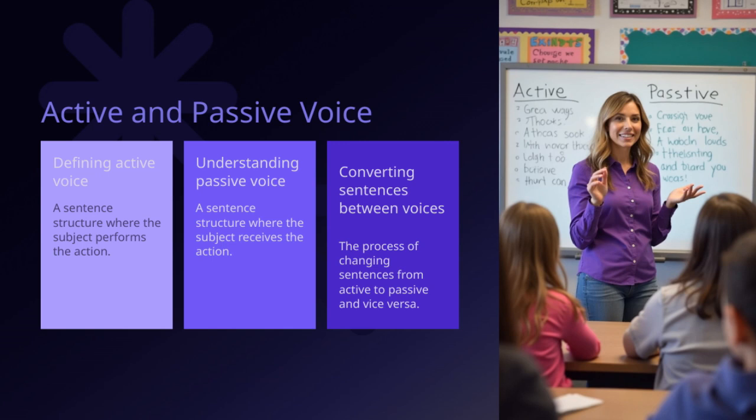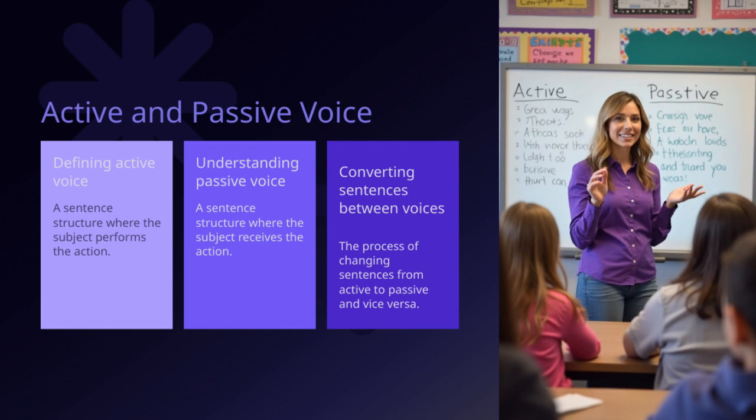Let's talk about the process of changing sentences from active to passive and vice versa. This is really useful because it helps us see how sentence structure can vary while still conveying the same message. When we convert sentences between these two voices, we're essentially shifting the focus of the sentence. Understanding passive voice is crucial here.